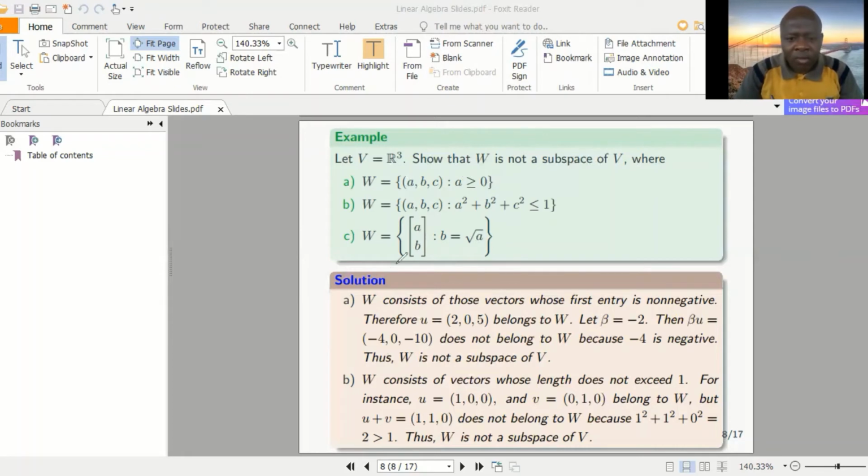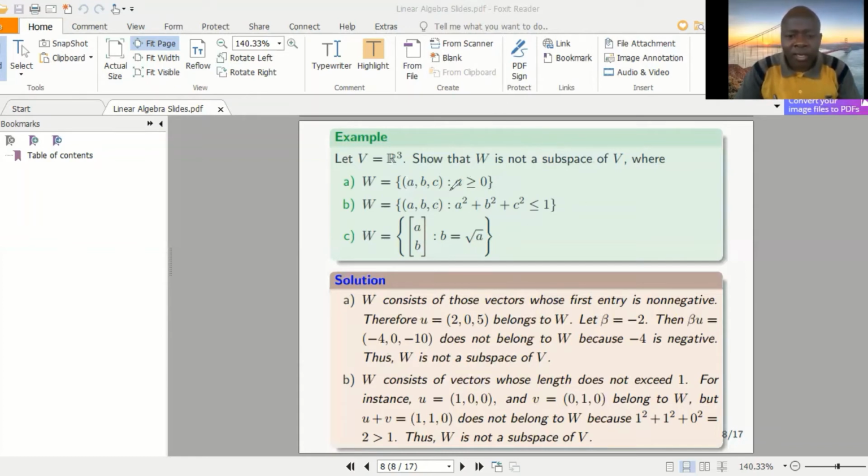But let's go straight to the first one. We are told to show that it is not a subspace. That means we think of which one of those three conditions will not be fulfilled, and that is the one we give.